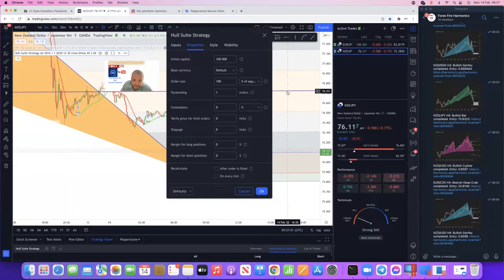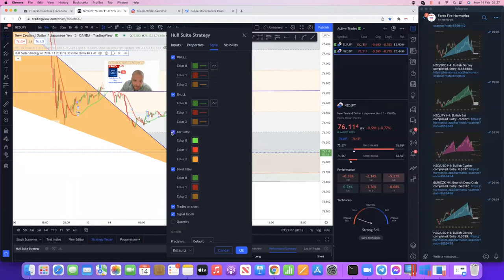The style, I have taken away the bar color, okay? So it doesn't make it too busy. All it's doing is just making certain other areas green, okay? So if you notice on the buy and the sell, you're going to see a highlighted candle and change, okay? I'm just going to change the bar color. I'm just going to keep it off, okay?